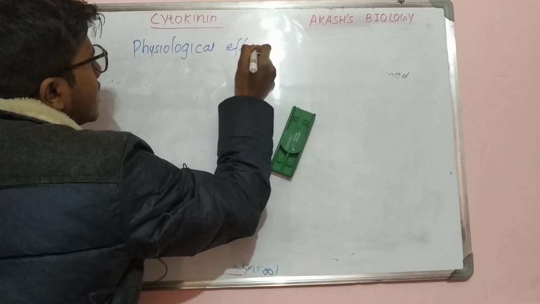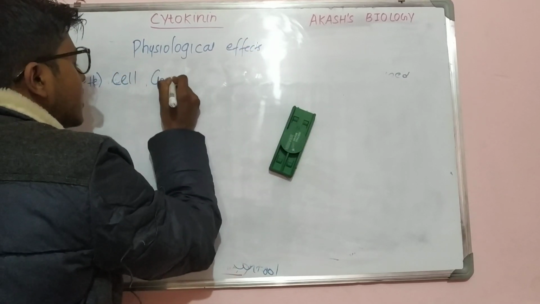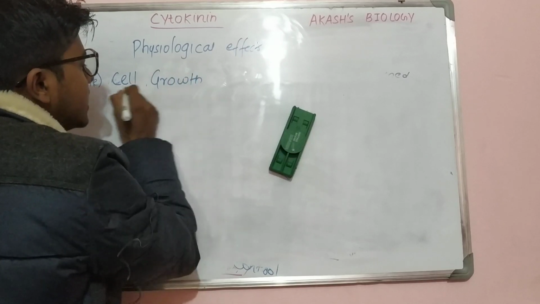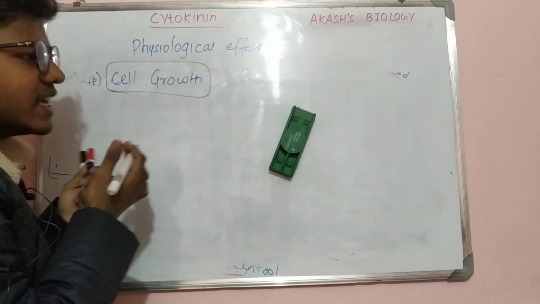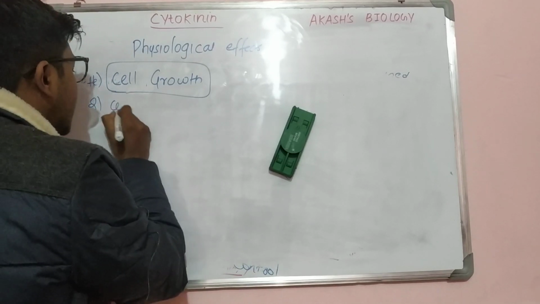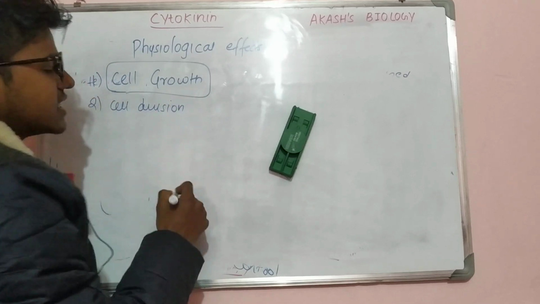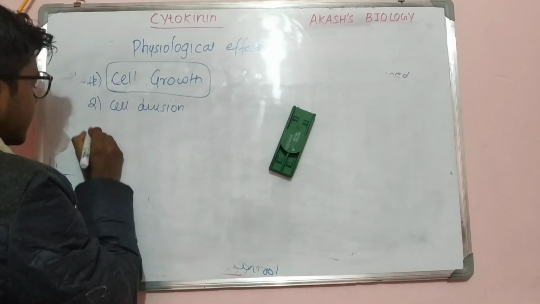So physiological effects, first is the what? Cell growth. Cell growth means it increases the size of a cell. Second one is cell division. So it increases, or accelerates, the process of cell division.